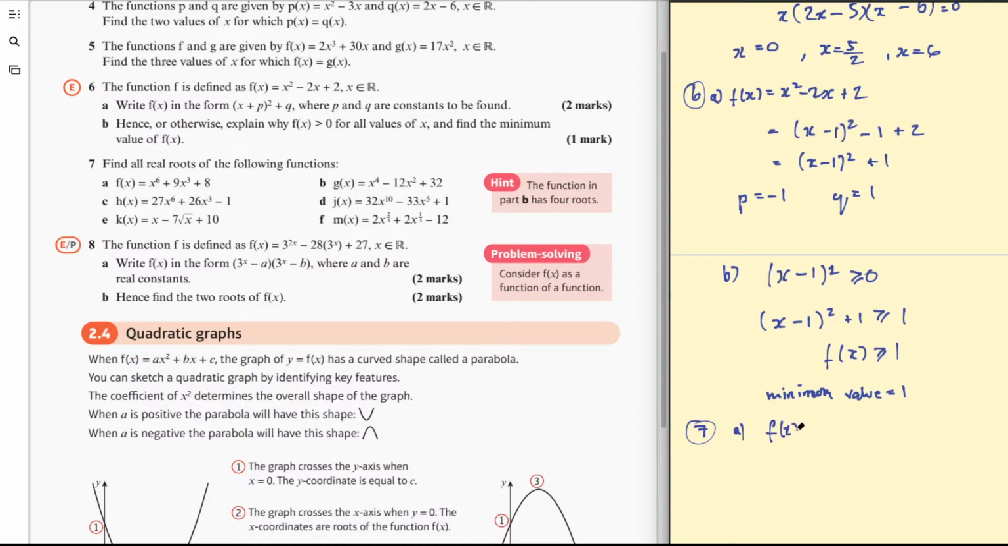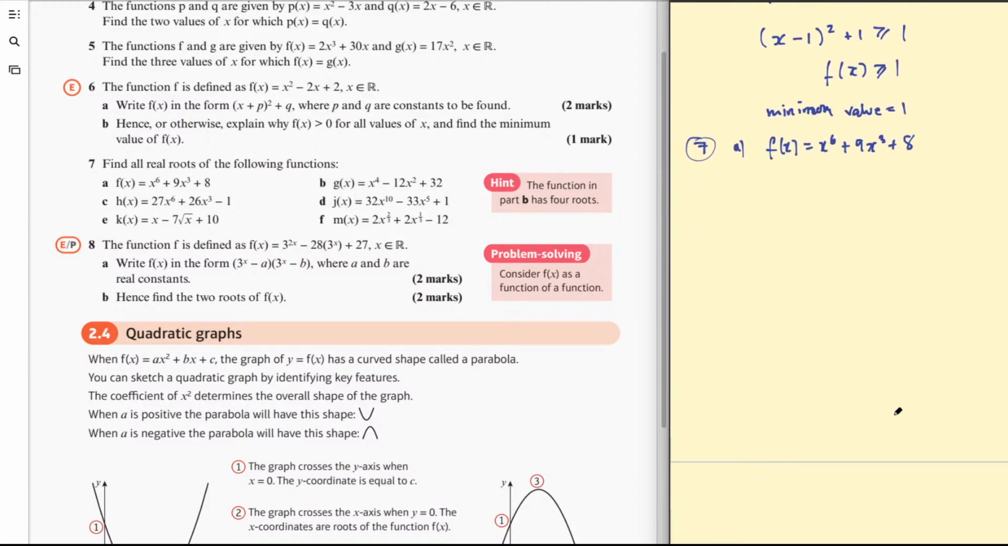F of x equals x to the power 6 plus 9x cubed plus 8. Find the real roots. That's saying when f of x equals 0, that's the roots. If you want to picture this, you can think of a quadratic as a parabola. The roots are where the parabola cuts the x-axis, where f of x or y equals 0.